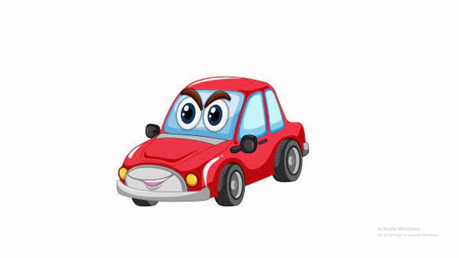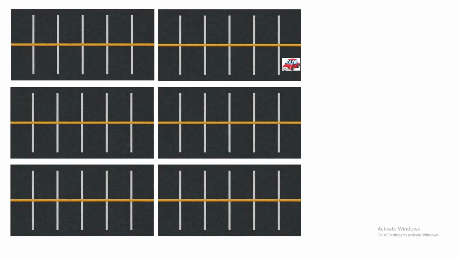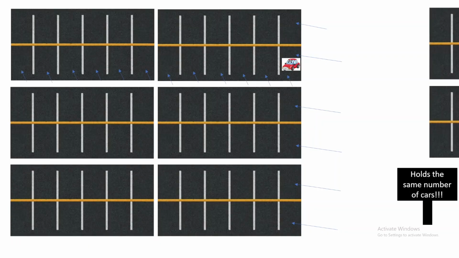This is Timmy. Timmy is a car. Timmy lives in a parking lot. His lot has 6 rows with 12 parking spots per row. Across the road, he sees another parking lot. The lot holds the same number of cars as this one does, but only has 4 rows.